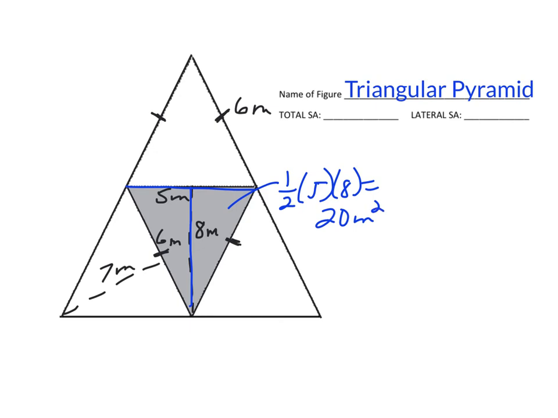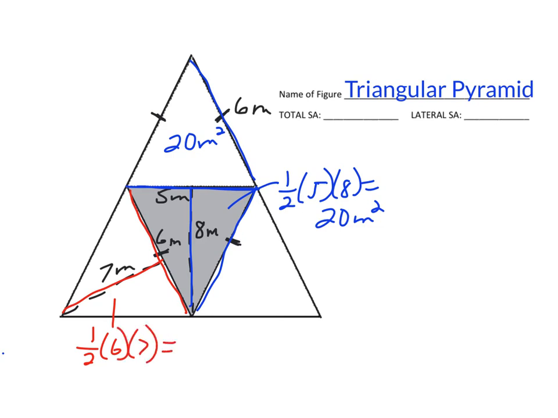Now, I do know again that this is a 5, and the sides are also 6 right here, the same as these. So these are the same figure. That means this is also 20 square meters. But if you look at the dimensions of these other ones, this is a 6 by 7. So let's calculate that one right here. 1/2 times 6 times 7. 6 times 7 is 42. Half of that is 21 square meters.